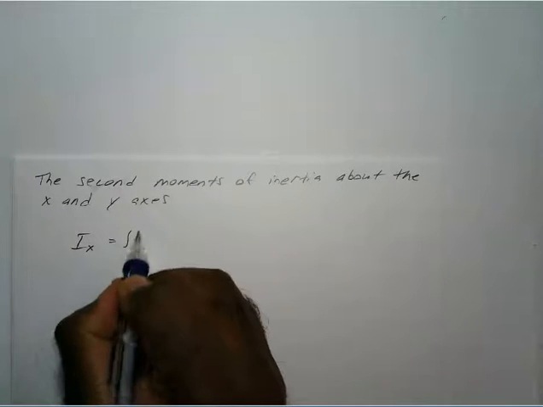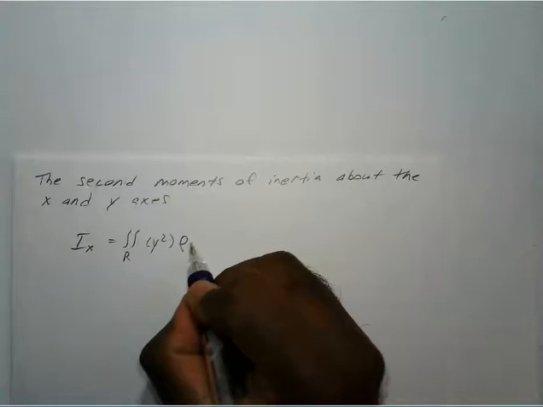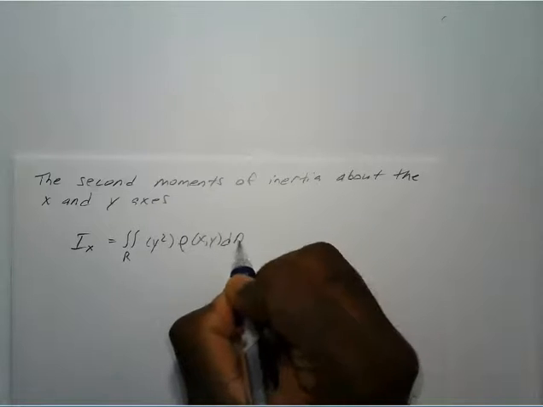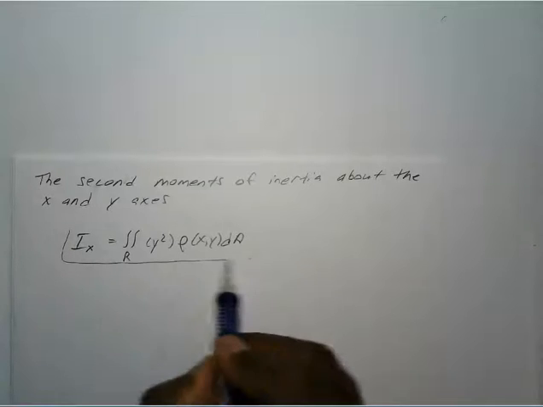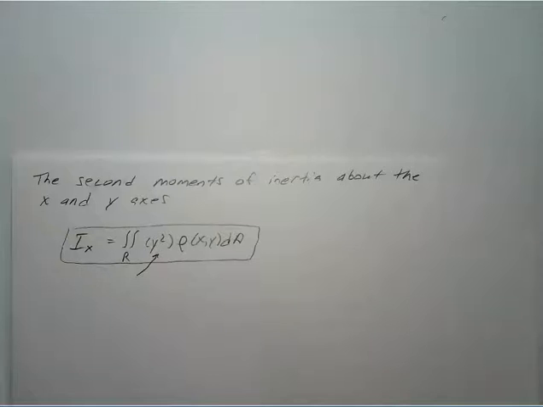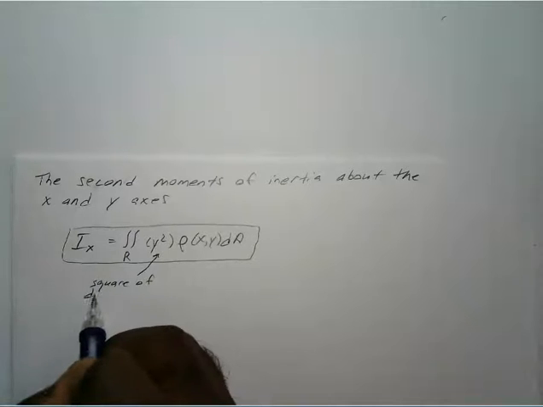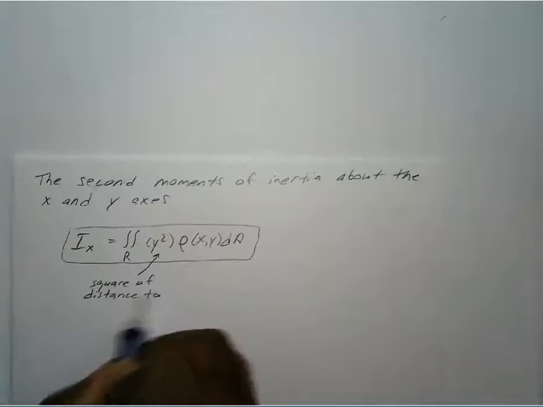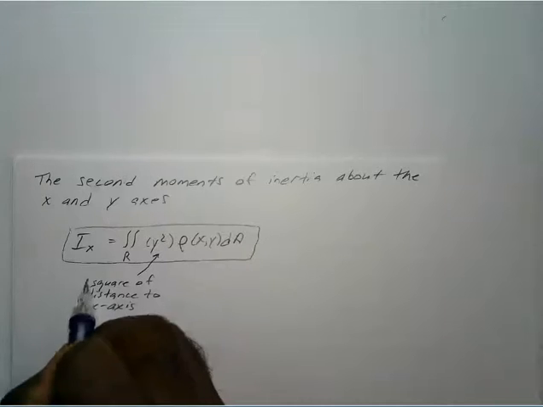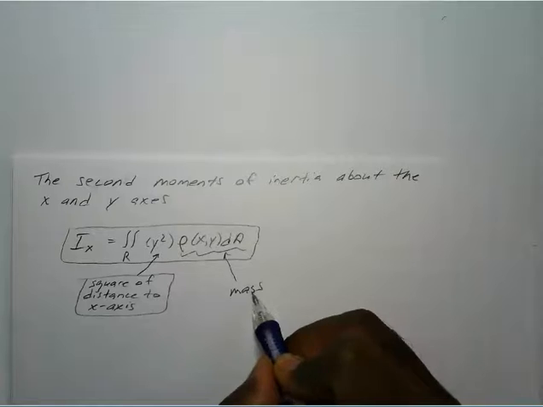Okay, so I sub x, with respect to the x-axis, is equal to the double integral over the region of y squared times rho of x y with respect to the area. So of course our y squared is the square of the distance to the x-axis. And of course this once again is our mass.